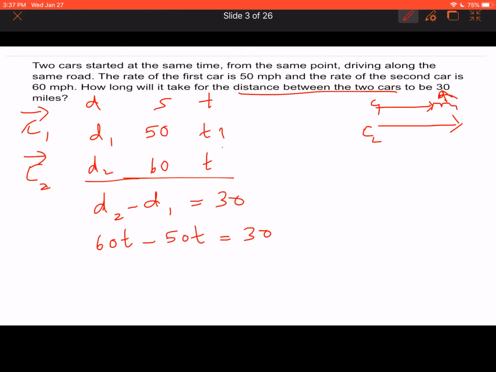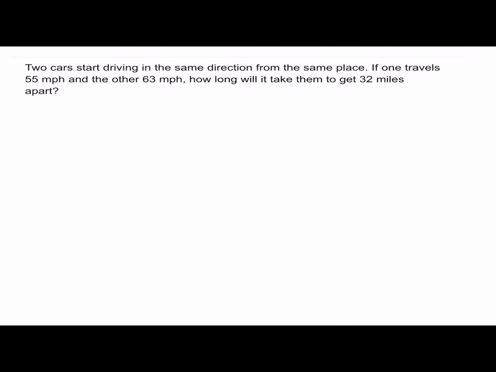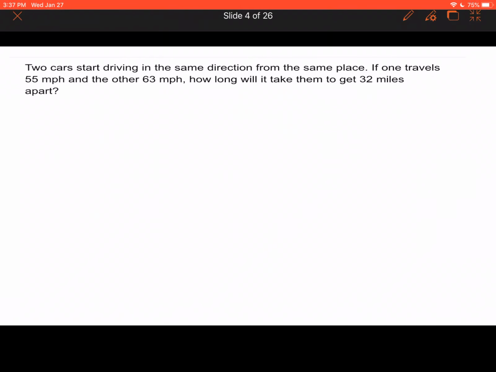So we have to understand what type of travel is happening in these problems: whether they are moving in the same direction or opposite direction, what speed, what time it is taking, how much distance is covered. When we know that and get into the equation, solving it is going to be very simple. So according to this problem, it takes 3 hours for car 2 traveling at a speed of 60 miles per hour to be ahead of car 1 by 30 miles. We'll see another simple problem like this for a better understanding.